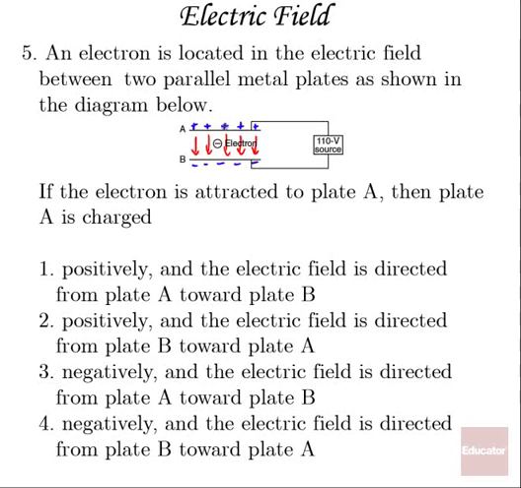And an electron feels a force in the opposite direction of the electric field, so it must be going up. So having figured that out, let's pick our best answer here. Plate A is charged, well, positively, so we can get rid of answers 3 and 4, and the electric field is directed from A to B. Number 1 there must be our best answer.